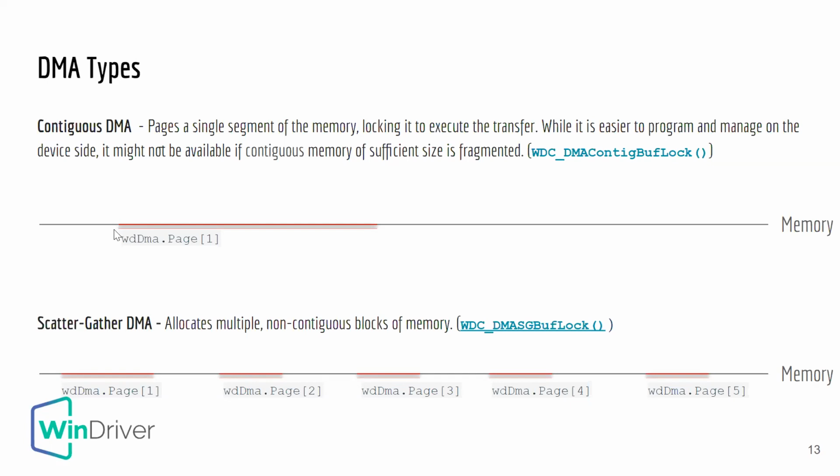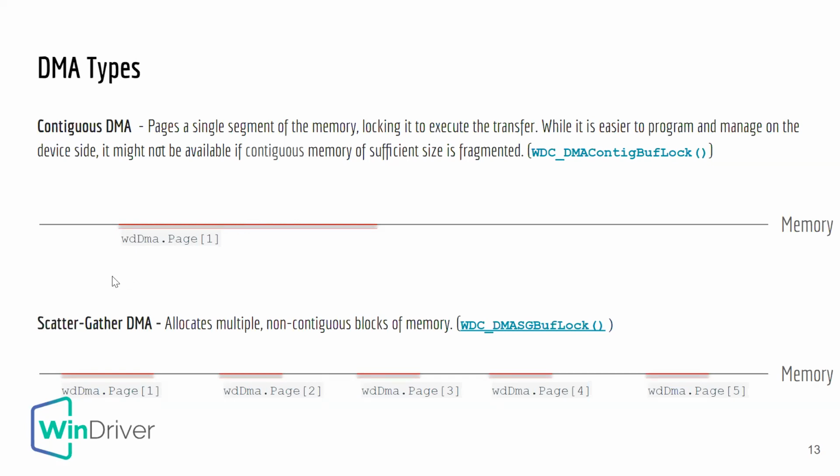What can go wrong? We may not have enough space or enough memory to lock for the buffer to execute the DMA. So it might be easier to manage because you have only one page or one segment. However, it's not robust. And we will talk later about how we can make sure that we have enough memory, or at least try.